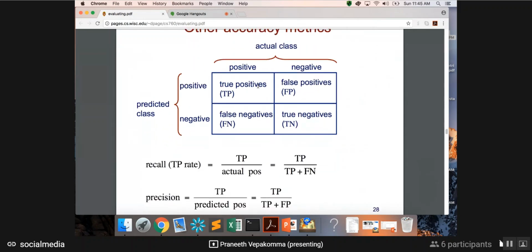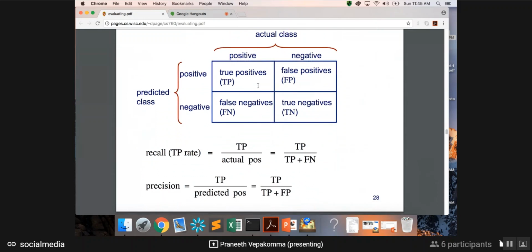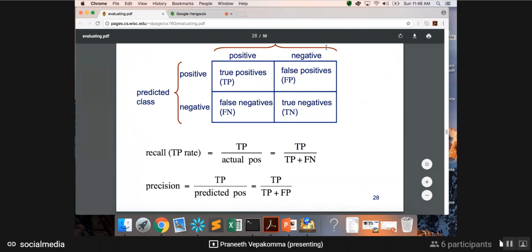Other accuracy metrics. Okay, so there is a concept of precision and recall, which is the other curve we can look at from this confusion matrix. The diagonal values are the true positives and the true negatives, and the off-diagonals are the false ones. You want these values to be low, the false positives and the false negatives. So the recall rate is basically the true positives divided by the true positives plus false negatives. So this one.